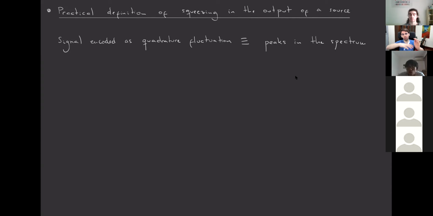Then what you are measuring when the light comes out of LIGO, of the interferometer, is precisely the power spectrum associated to the quadratures. And essentially, the gravitational wave should appear as one peak in this spectrum, okay?